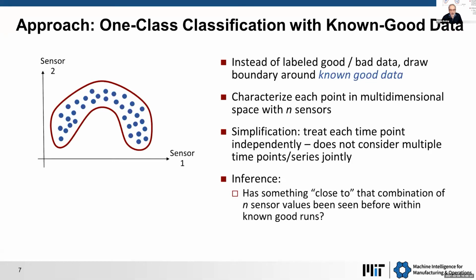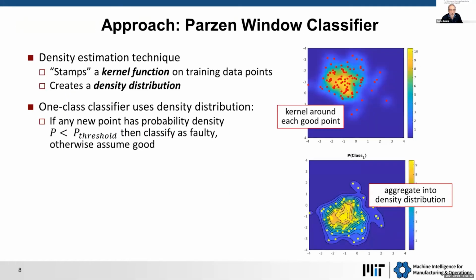We're looking and saying, for a new point of observation when we get to inference, that combination, that point in multidimensional sensor space, has it been seen before within the space of known good runs? And if so, then it's okay. If it's substantially different, then it's anomalous. So that's our first simplification in this approach.